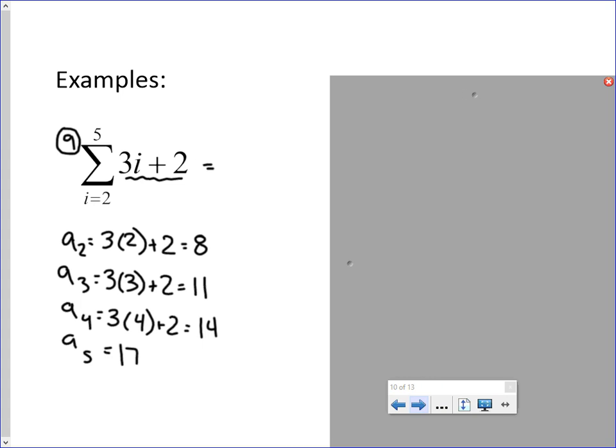And remember, this is just a call to take those terms, instead of just listing them out as a sequence, this is saying add them all up. So 8 plus 11 plus 14 plus 17. That's 50. When you see sigma or summation notation, you should get one final number and that's the sum.